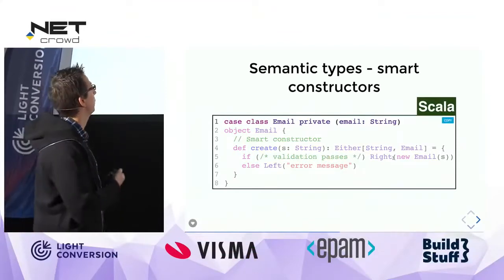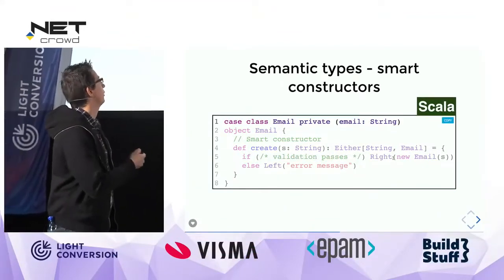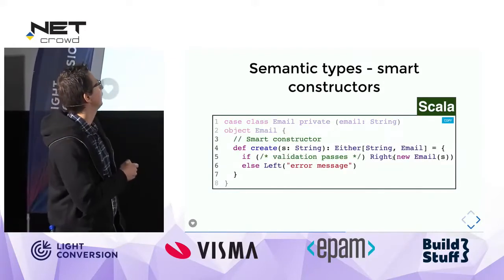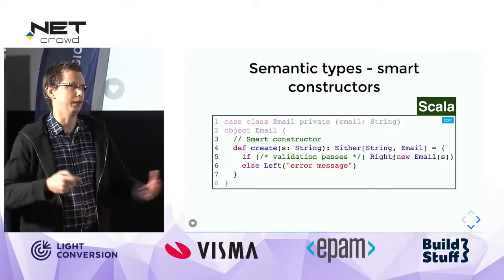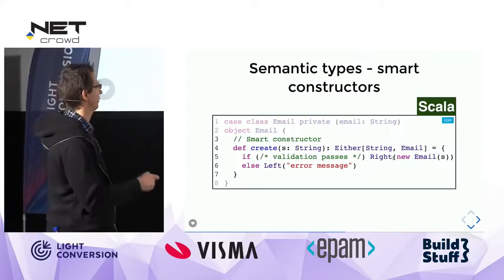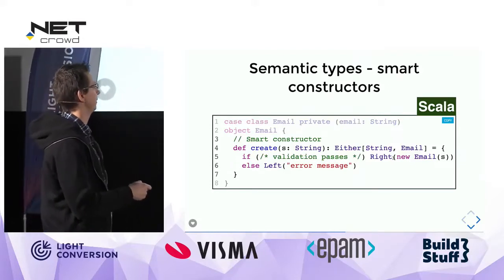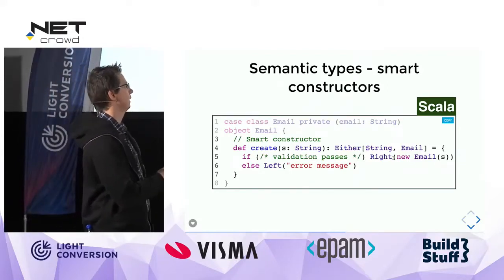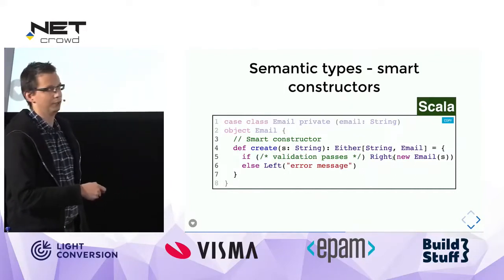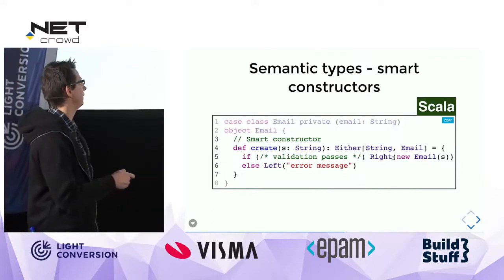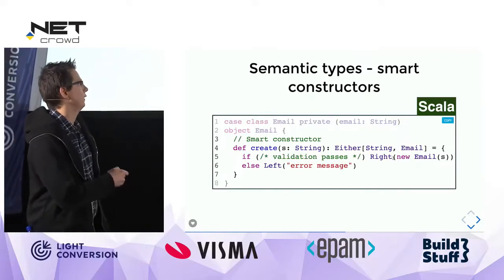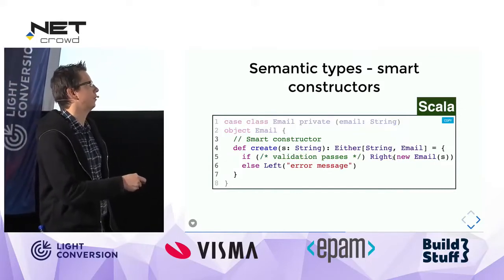So, for example, we have a string called email. We can make the constructor private, so not anyone can construct it. And we can create a smart constructor, which basically just does validation. You give it a string, and if the validation passes, we're going to construct an email. But if it fails, then we're just going to have an error. And this is a type that says it's going to be either an error or an email.